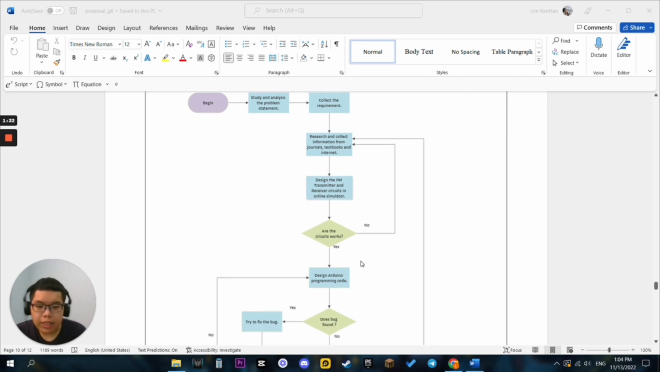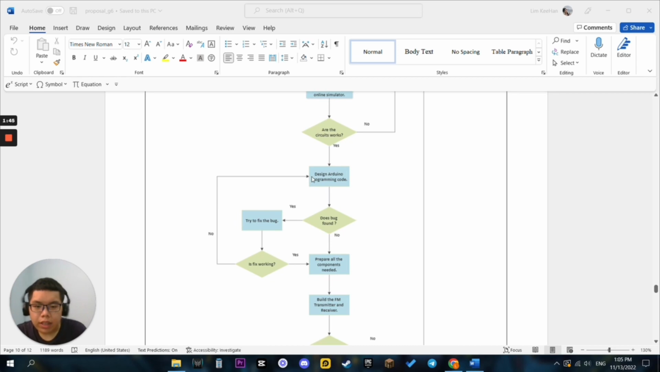Then we test whether the circuit works. If yes, we can move on and design the Arduino code. If no, we need to redesign the circuit and get other information. For the Arduino programming code, we need to check whether a bug will be found. If yes, we need to try to fix the bug. If no, we can prepare all the components needed.